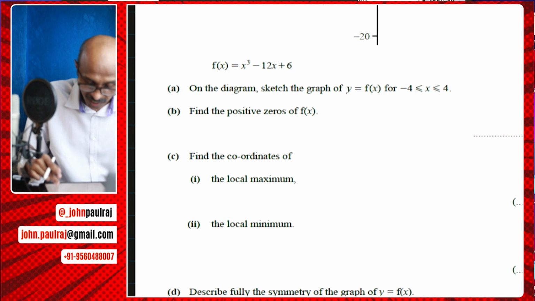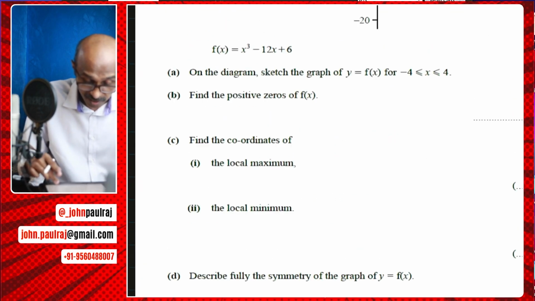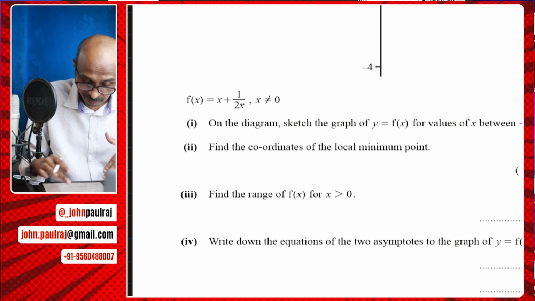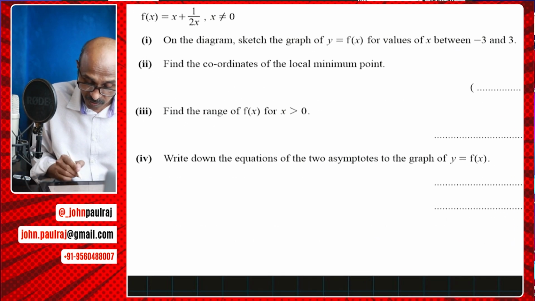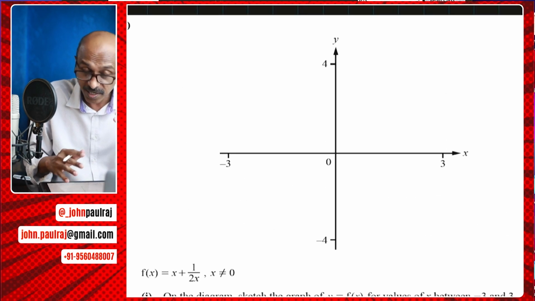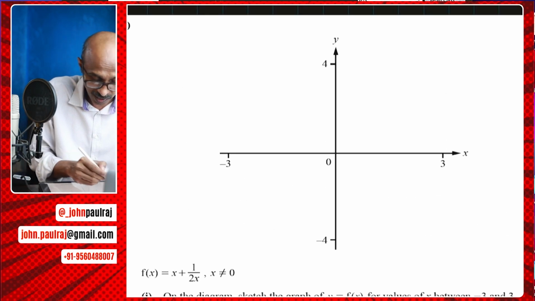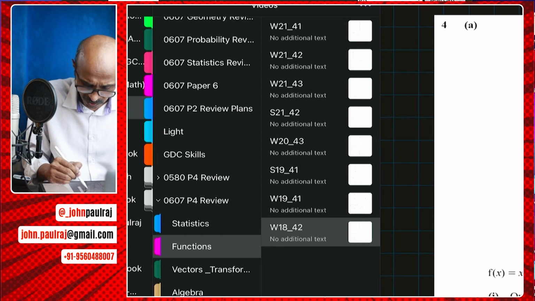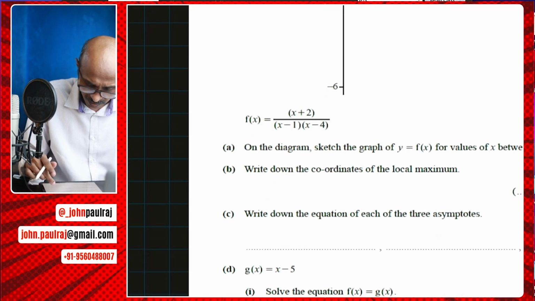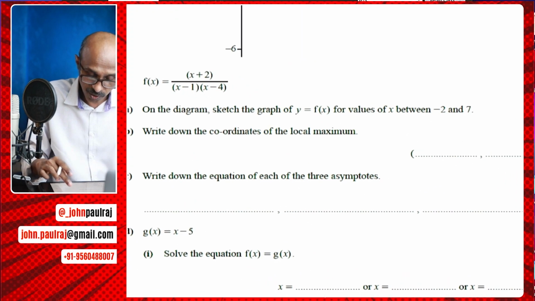18 was a special paper. So 18, the year, can you see this? They asked two questions on sketching in 18. And here there's this horizontal. Write down the equations of the 2 asymptotes. One is horizontal, one is vertical. They've not said anything about it, but obviously one will be. Which one is this? One sec. Let's do this question.